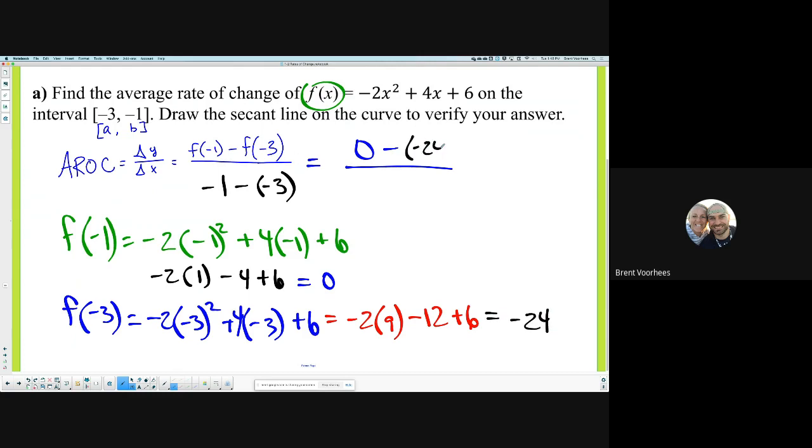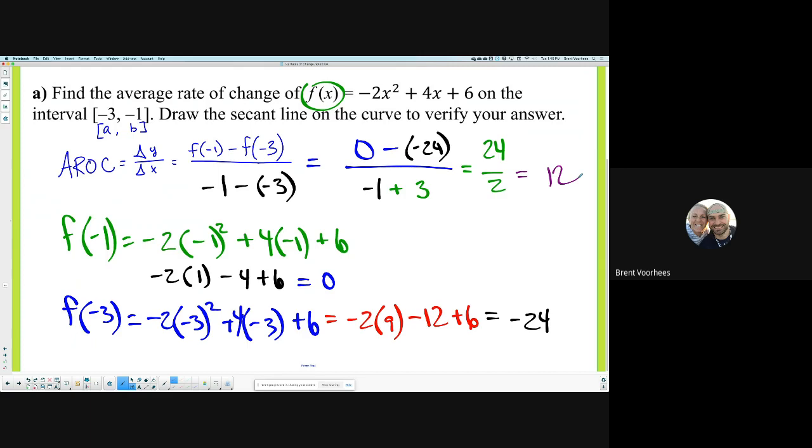So we have 0 minus the -24, and this will be -1 minus -3. What happens to a minus of a negative? Plus. So it becomes -1 plus 3. Let's simplify this. 0 minus a -24 is +24. -1 plus 3 is 2. 24 divided by 2. We have our answer. Once we simplify that, 12. Our average rate of change is 12.